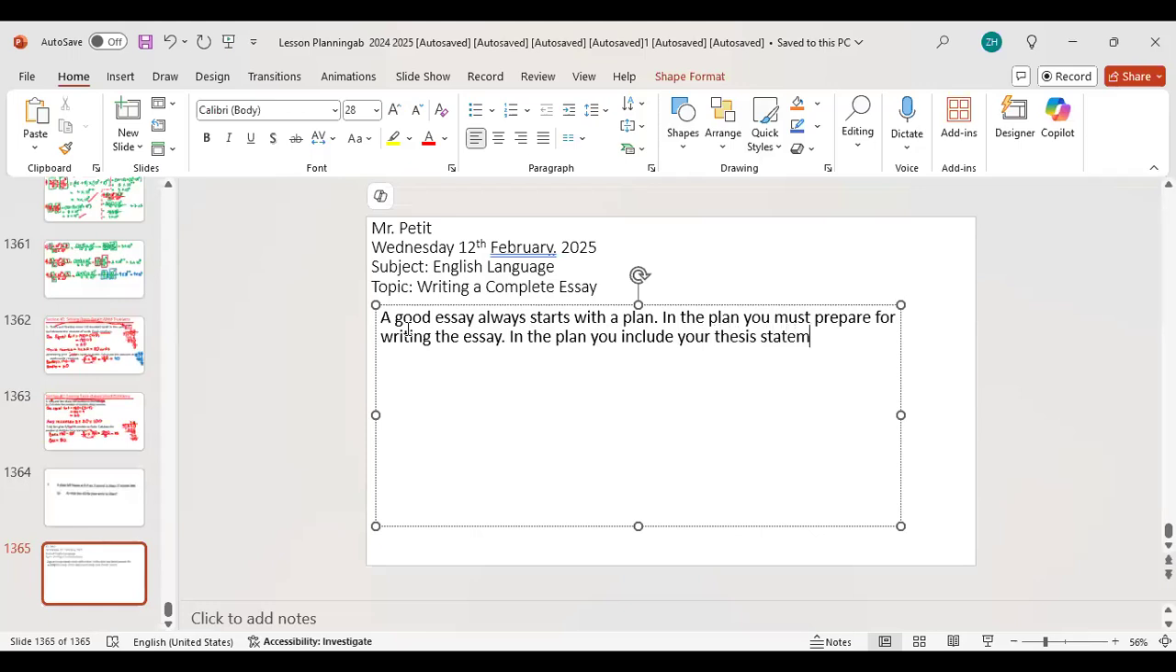Excuse me, Mr. Petit. My black and white book ran out of pages, so can I write on a folder sheet until I get the book? Yes, we can.